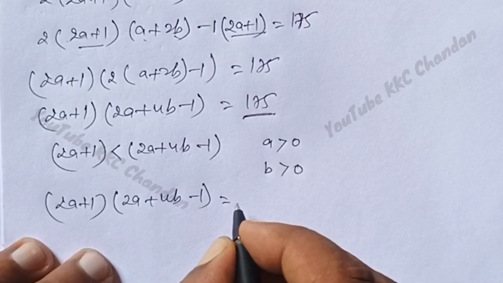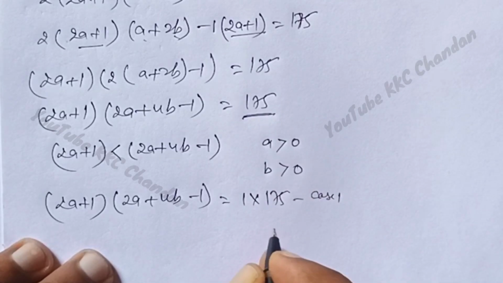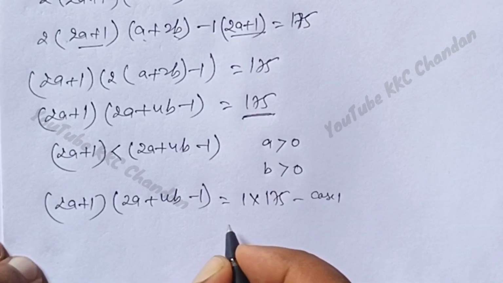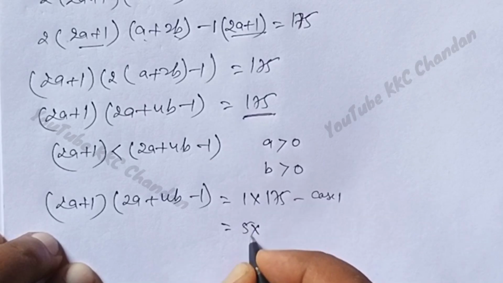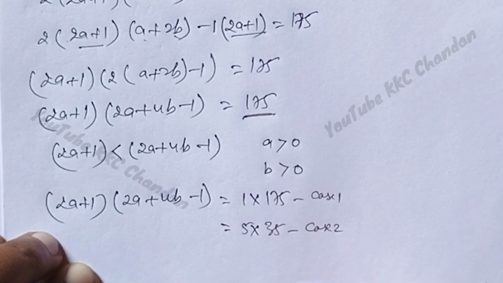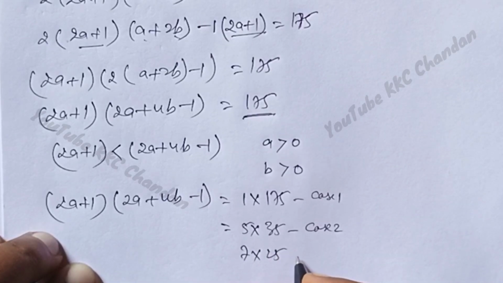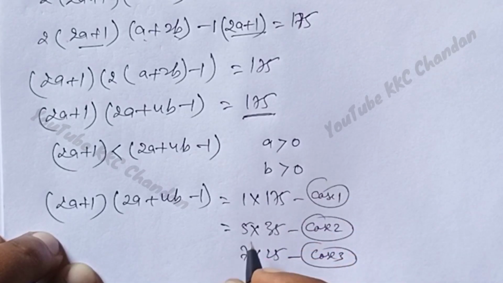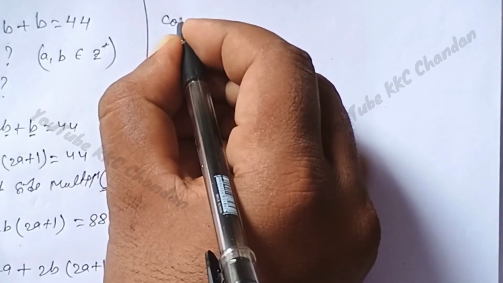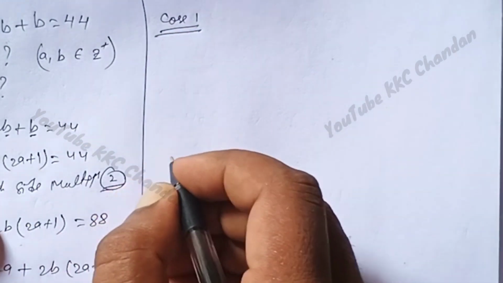175 can be written as 1 into 175, case 1. Second case, 5 into 35, case 2. Third, 7 into 25, case 3. So three cases arise.